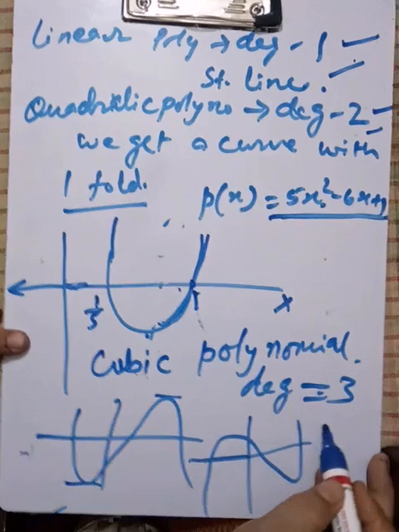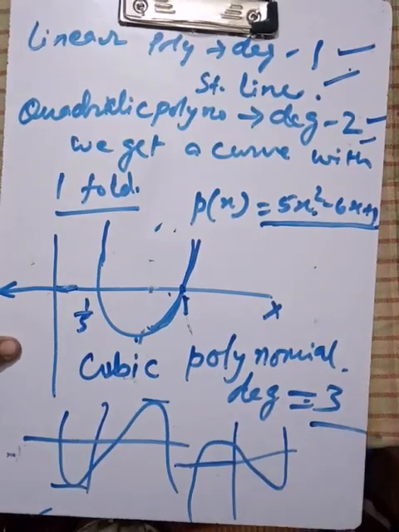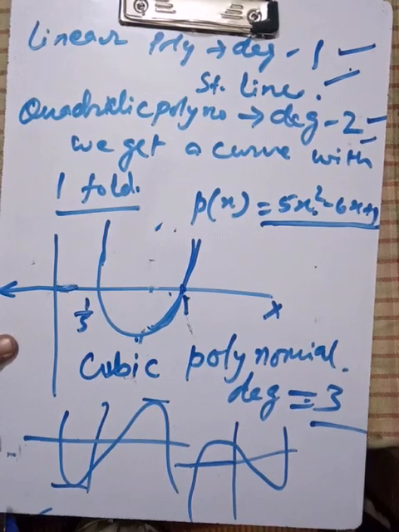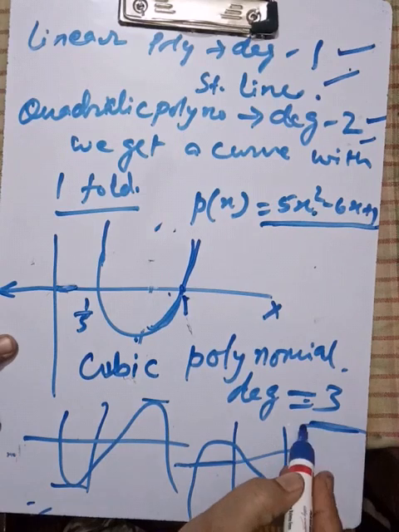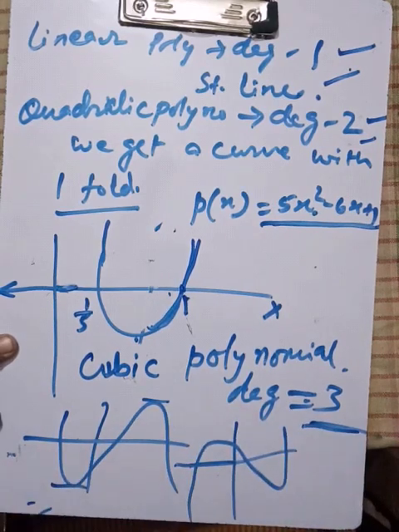The degree minus 1 is equal to the number of folds of the curve, and the degree is equal to the number of zeros. These are all similar things.